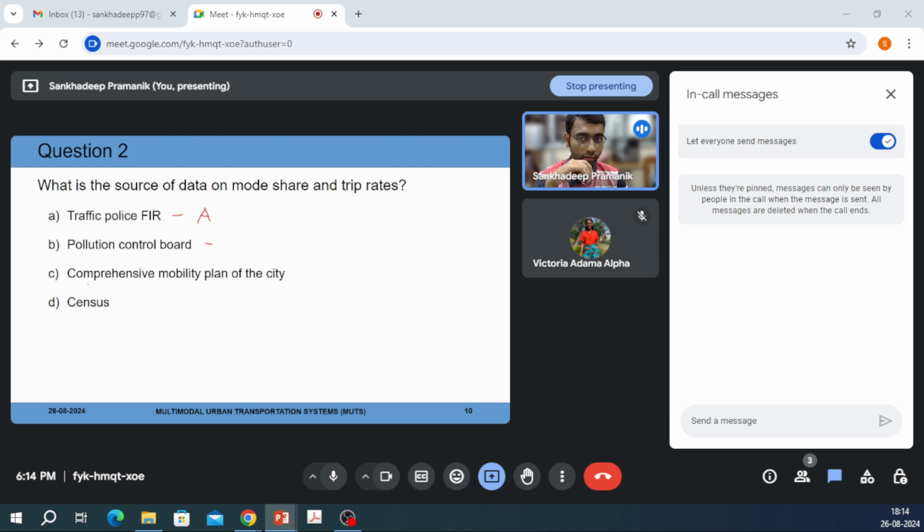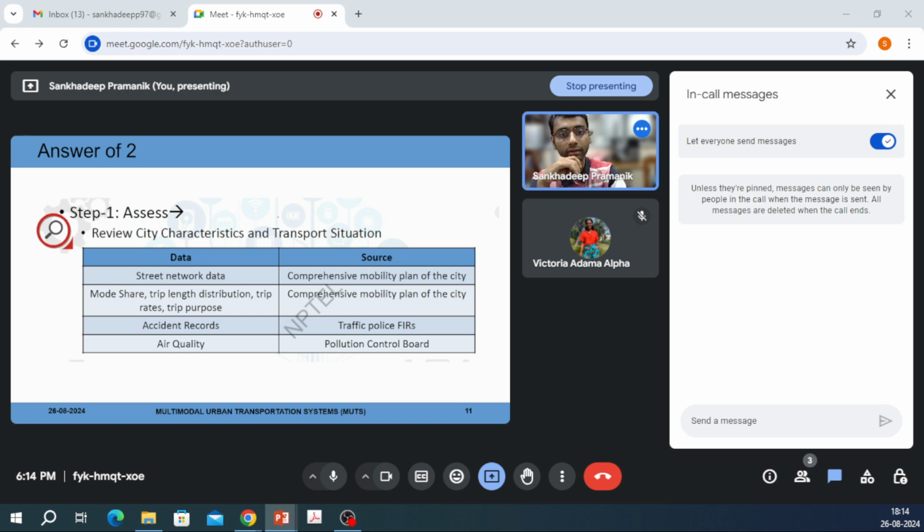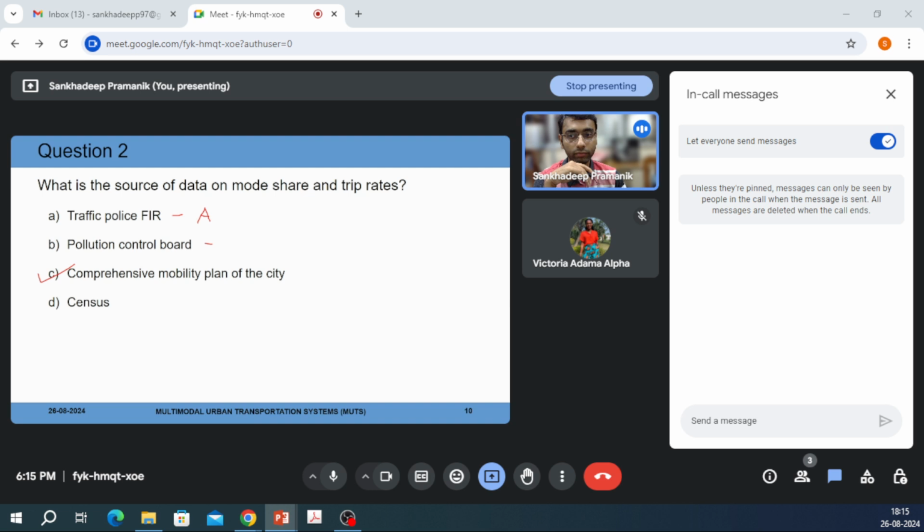And last is the comprehensive mobility plan of the city. This can have the data on mode share or trip length or trip rate, this kind of data. We also discussed here that a comprehensive mobility plan may have mode share data, trip length data, which mode people are predominantly choosing. This kind of data we can get from the comprehensive mobility plan. So option C will be the correct answer here.